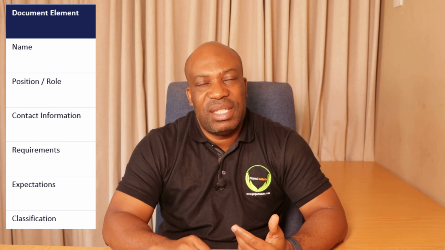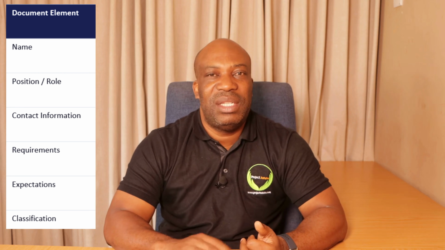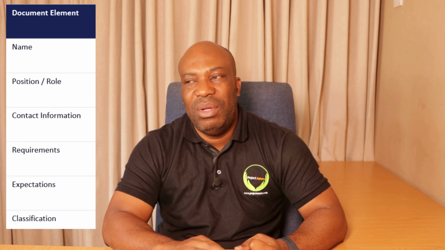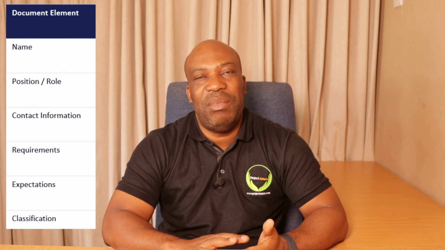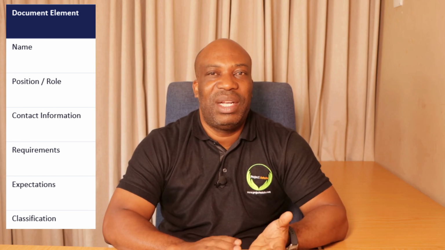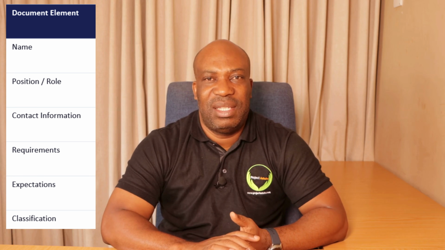The name of the stakeholder, whether individual name or organization, the position or the role, what are they going to play in the project, what is their role in their organization, contact information, how are we going to communicate with them, is it through a phone, is it through email, or is it through physical address. Then we're also looking at the requirements. What is it they expect? What is it they want in the project? They want weekly report, as an example, or they want monthly report, as an example.